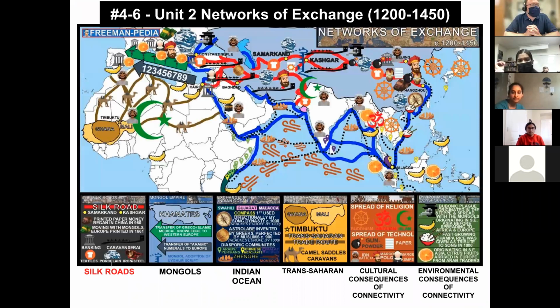Second unit, networks of exchange. The title of this is pretty self-explanatory about what the pattern is that you're supposed to be learning about. It's about 3 trade routes, the peoples who dominate the routes, and then the effect of this connectivity. So lots of stuff on the screen, and you're like, what the bleep is all that stuff? So let's break it down.